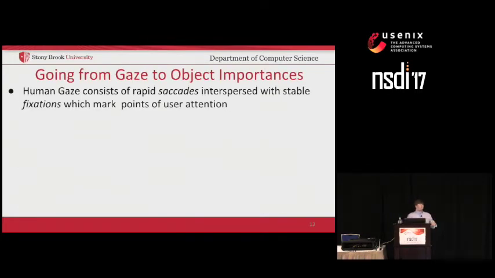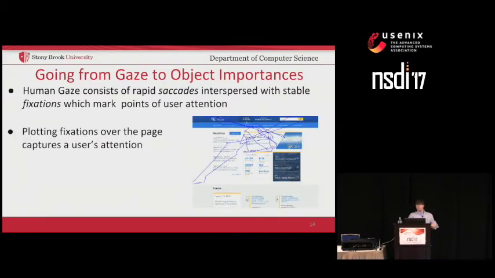So in order to understand how we actually get this measure of attention, we need to understand a little bit about gaze itself. Human gaze consists of rapid left to right movements called saccades, interspersed with stable portions of the eye called fixations. The coordinates of the fixations on screen have been shown to be very highly correlated with the user's actual attention. So if we plot these fixations over the screen during the course of the page load, we can see the specific web objects, the specific areas of the page that a user may be interested in.